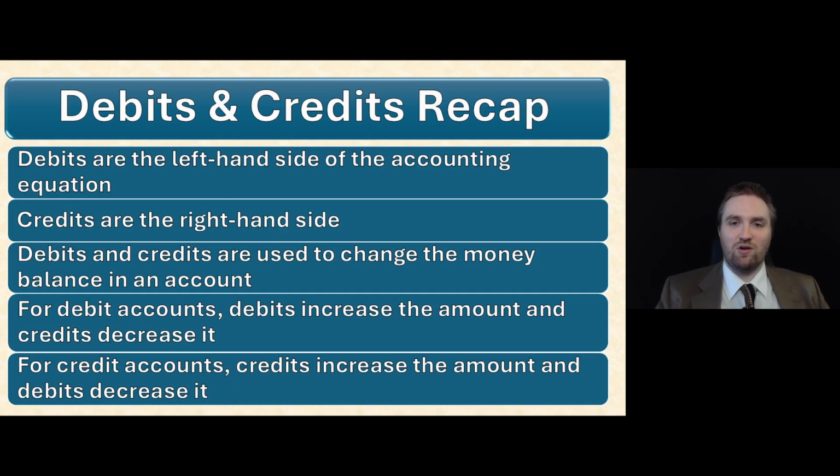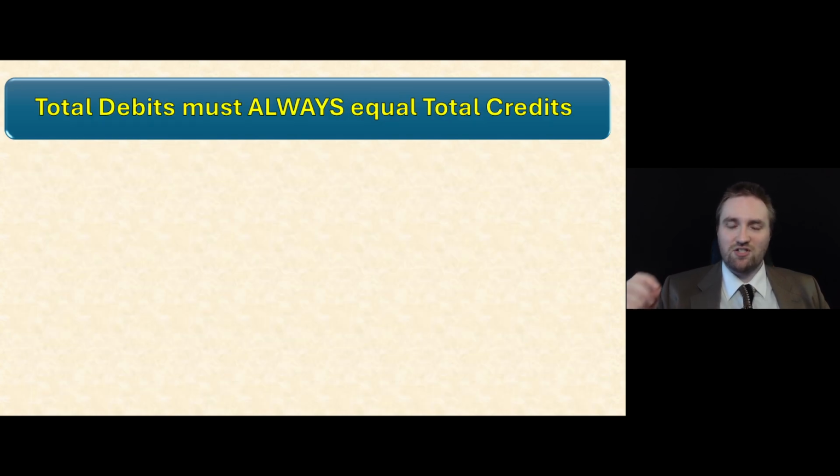There's one last thing to go over. As we just recapped, when you get a transaction, you convert it into the accounting equation, and then from that, you convert it into debits and credits to update the accounts. What is implied here that I need to explicitly mention is this. Total debits must always equal total credits.